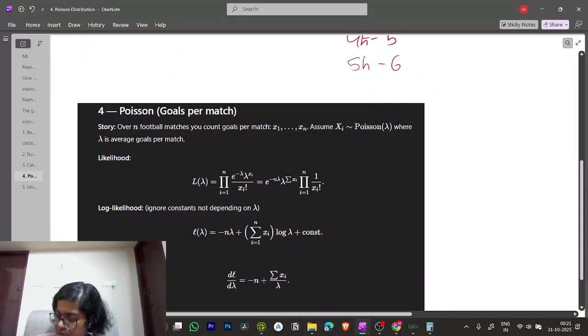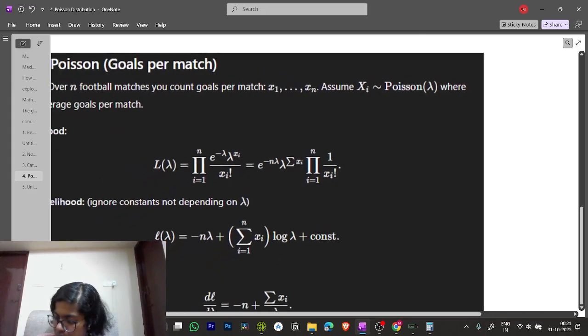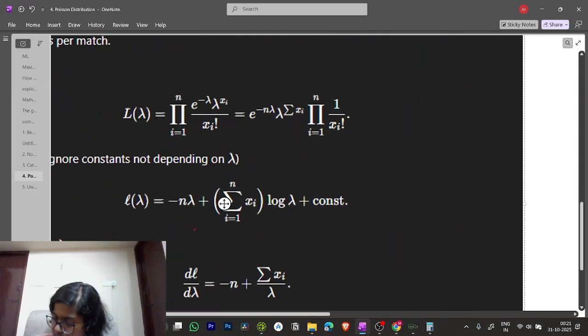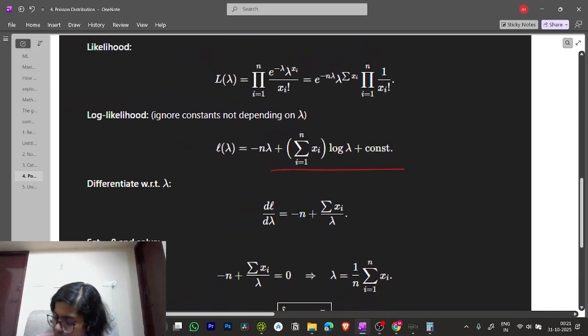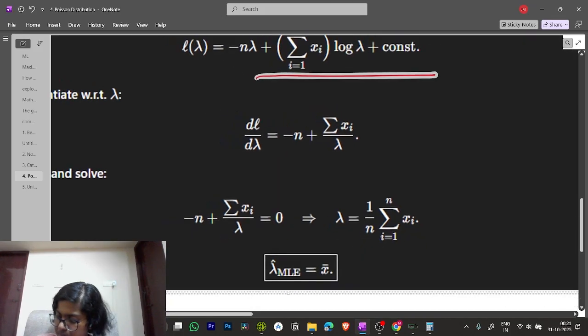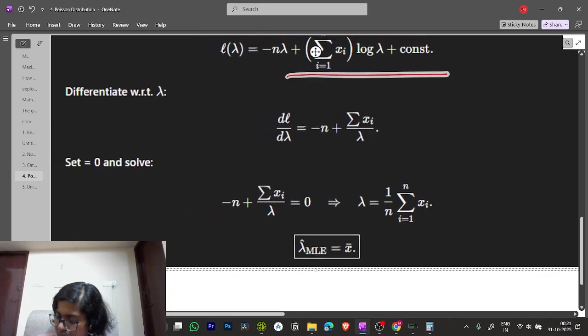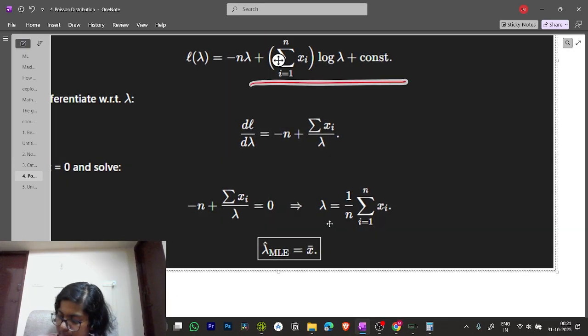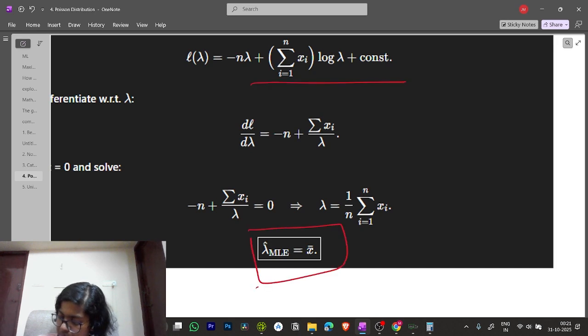Okay, so this is the likelihood formula. Now we find the log of it here. Okay, and we differentiate it with respect to the parameter, and after that we equate it to 0, and on equating we get the MLE value as x bar, which is nothing but the mean of it.